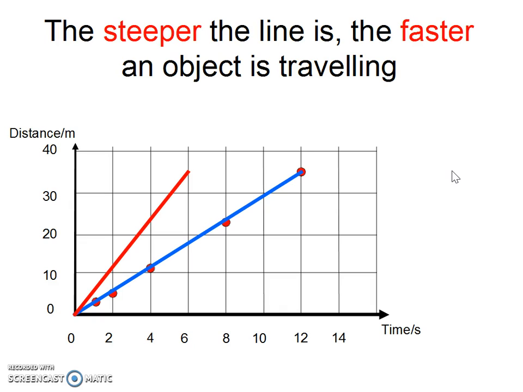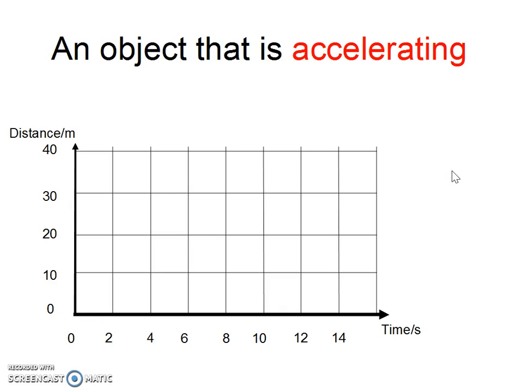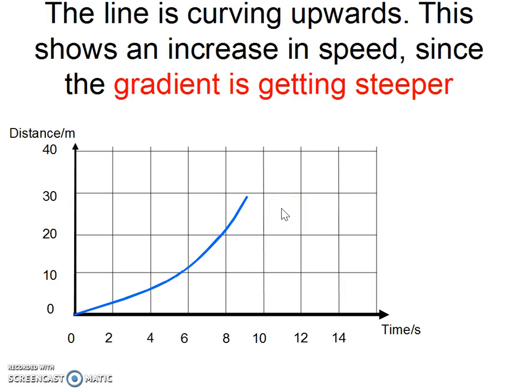Another thing you need to note. Alright, so now let's look at if the object is accelerating. Accelerating can mean speeding up or slowing down, but I am going to give you another word that you can say for slowing down. Okay, so accelerating, speeding up, this is what that graph is going to look like. It's going to start kind of like this, and then the line is going to become steeper. So that means it is getting faster. The line is curving upwards. This shows an increase in speed since the gradient is getting steeper. Remember, the steeper the line, the faster it's going.